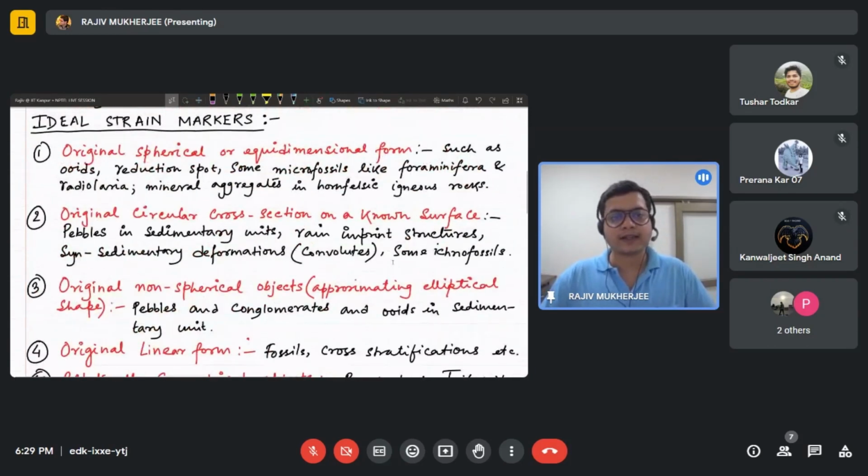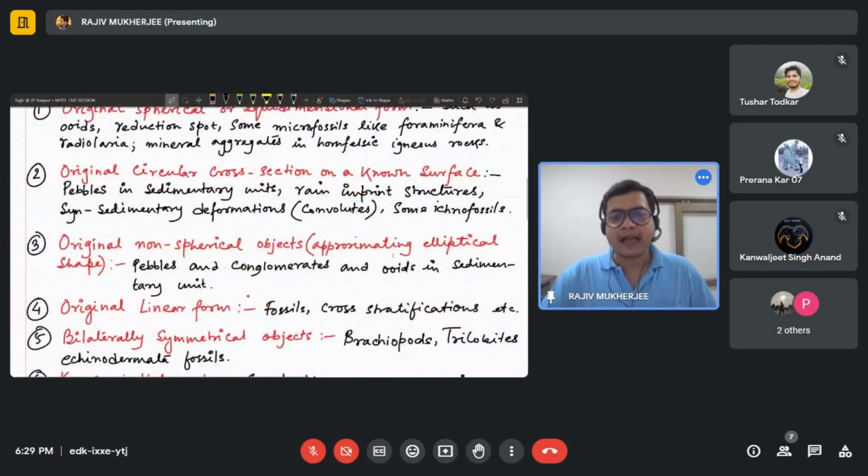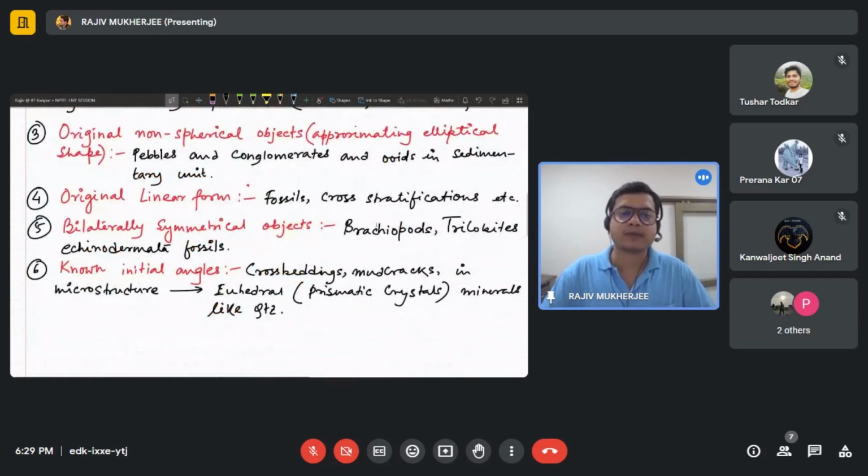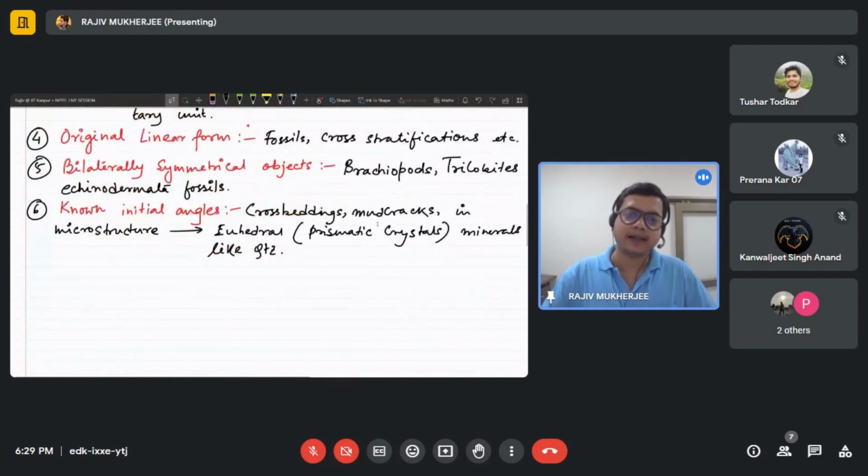So these are ideal strain markers. Availability of these things can help us to estimate the amount of strain that has taken place in an area, right? Now we will further study different types of strain analysis: one dimensional, two dimensional, and three dimensional. So let us start with one dimensional strain analysis.